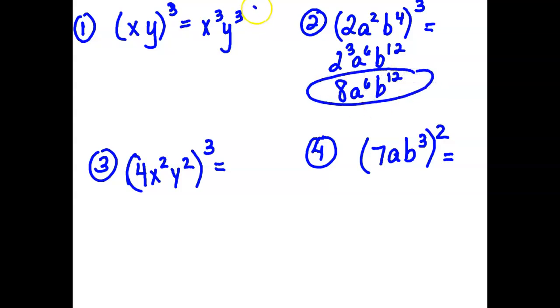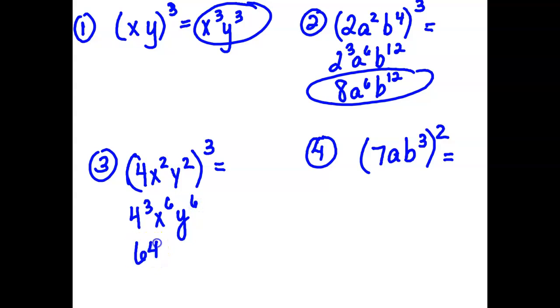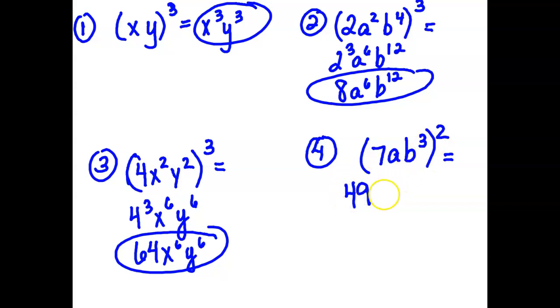Okay, number 3, we would have 4 to the 3rd, x to the 6th, y to the 6th. 4 to the 3rd would be 64, x to the 6th, y to the 6th. And number 4, we would have 7 times 7 is 49, or we can say 7 squared, 49, a squared, b to the 6th. Okay.